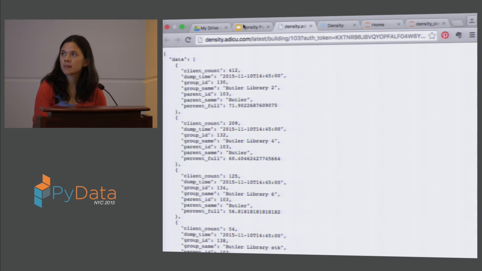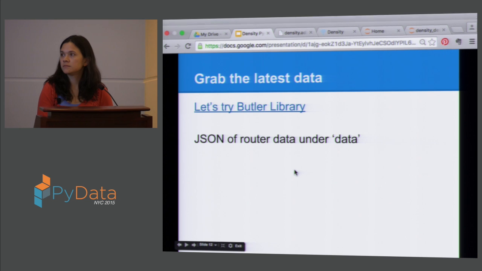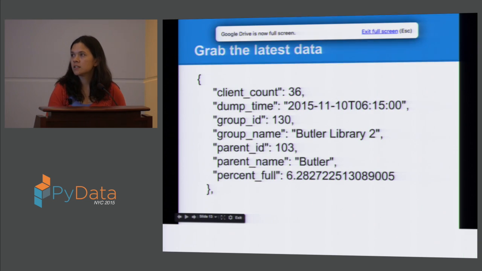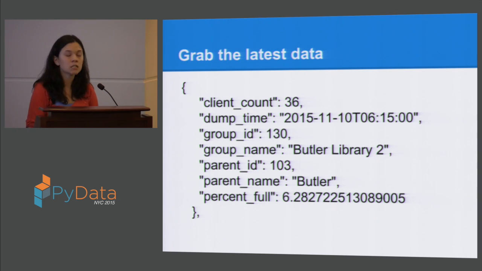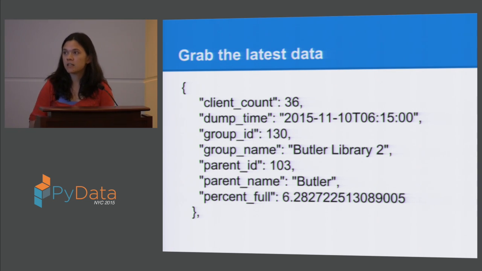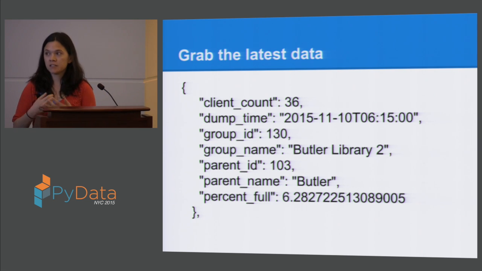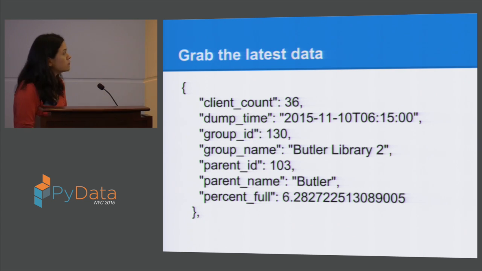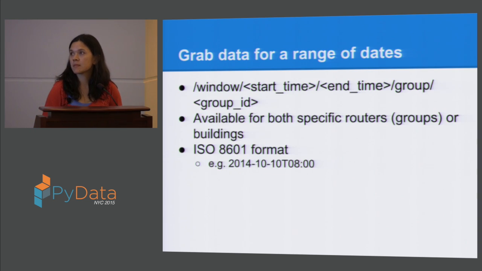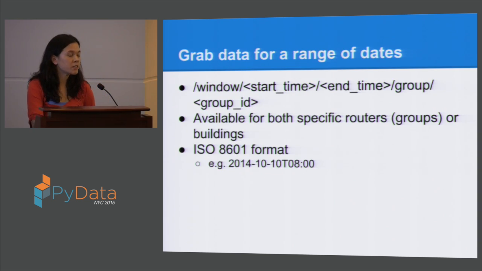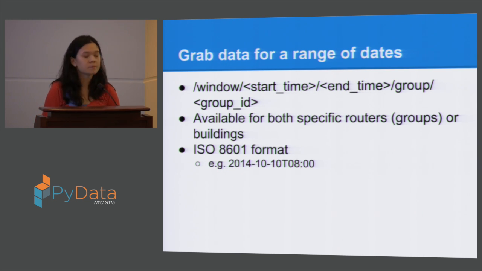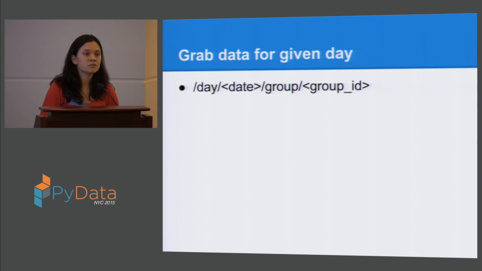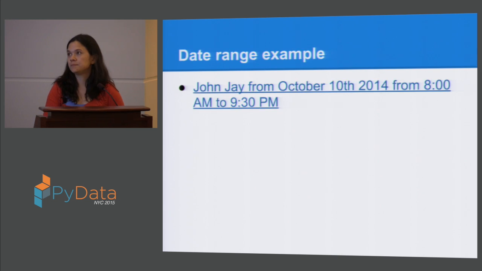So here it is. This is what it looks like, as I mentioned. So you have our client count, which is the number of devices connected to the router, the time, the ID of the location, the ID of the building, and our estimation for how full the space is. We also have the ability to share data within a time window. This is also available for both groups and buildings. And you can also just aggregate based on this particular day, both by building and by floor.